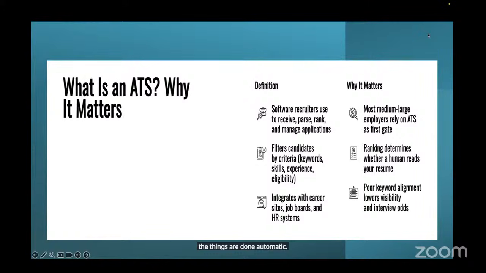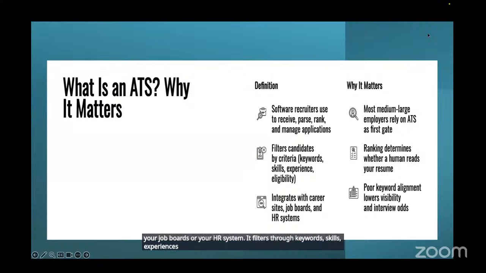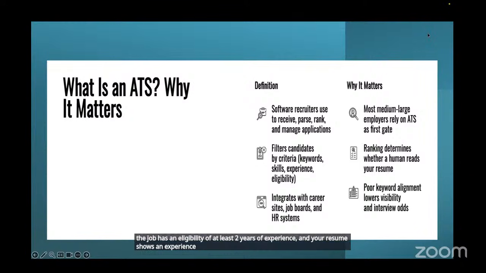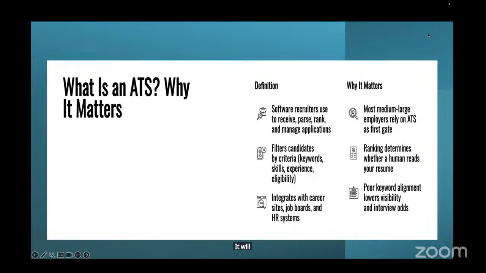It can even check your career break, your job boards, or your HR system. It filters through keywords, skills, experience, and your eligibility. Suppose the job requires at least 2 years of experience and your resume shows 1.5 years. It will remove your resume. Your resume will get filtered out. That's why it matters, so you have to check your ATS and work on it.